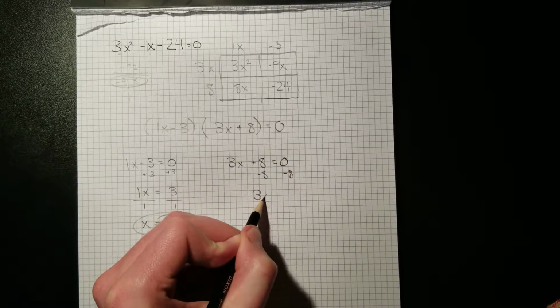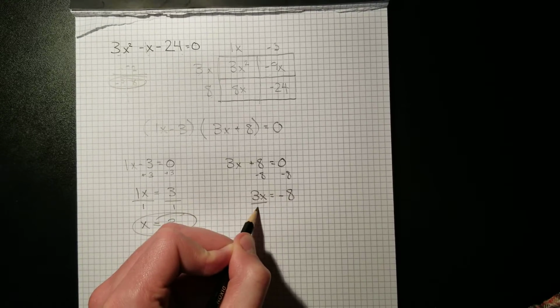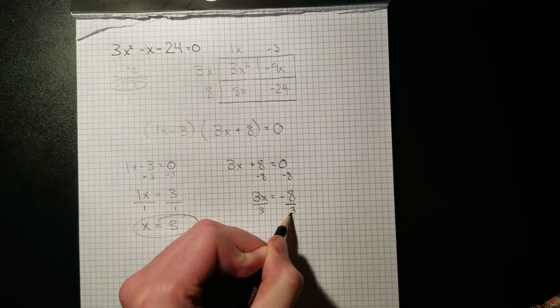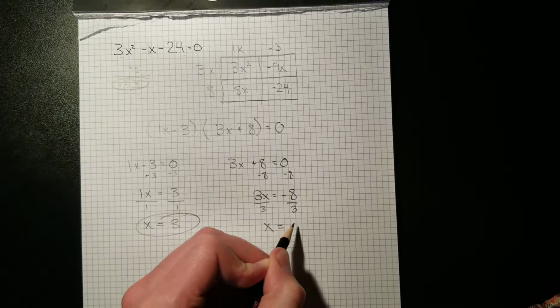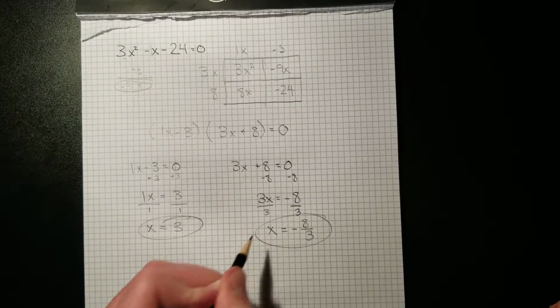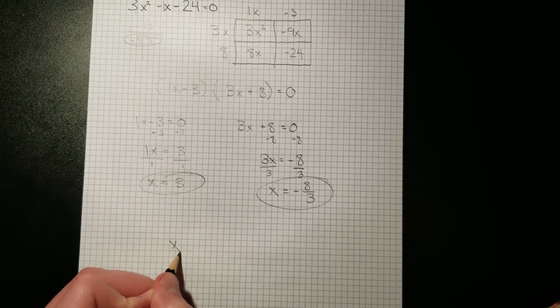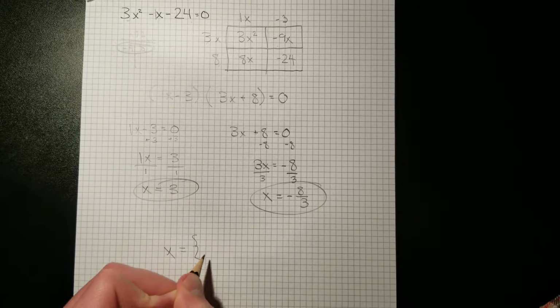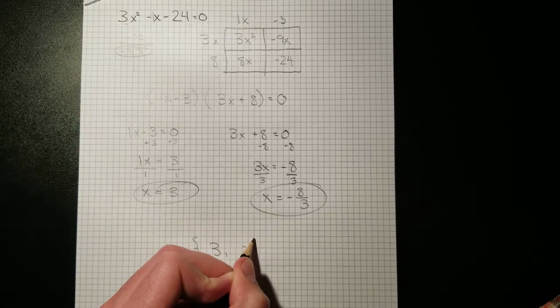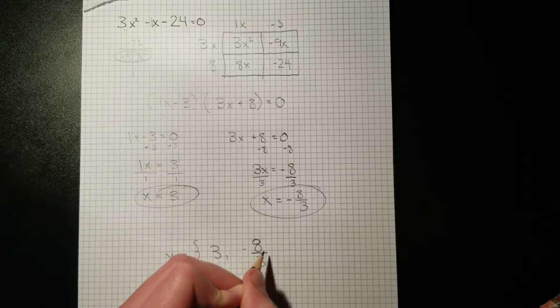And here, subtract 8. So we get 3x equals 0 minus 8 is negative 8. And divide by 3. So x equals, I'm going to leave that as negative 8/3. That's the other answer. So our solution altogether is x equals 3 and negative 8/3.